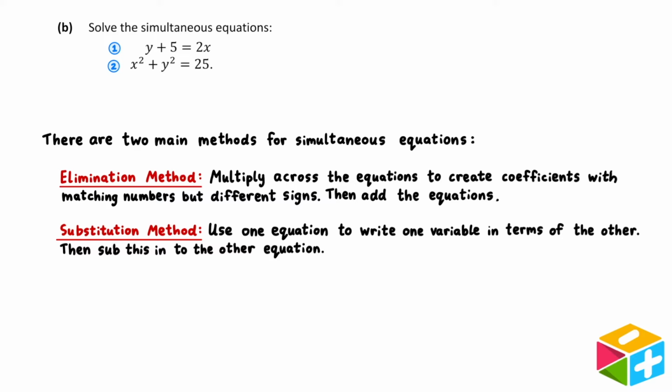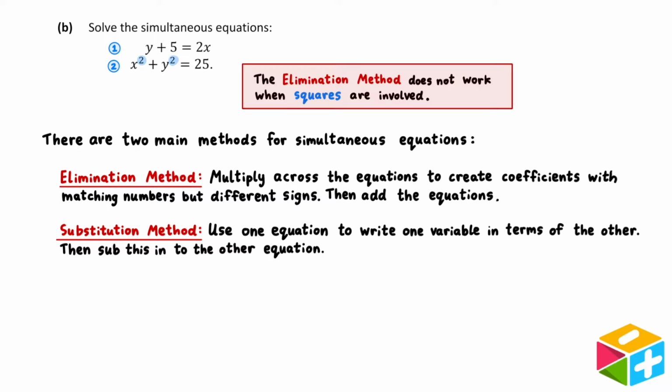Typically, the elimination method is a bit easier to use. However, it doesn't work in all circumstances. In particular, it doesn't work when squares are involved in our equations. So it can't deal with the x squared and the y squared in equation 2. So here, the only option is to use the substitution method.